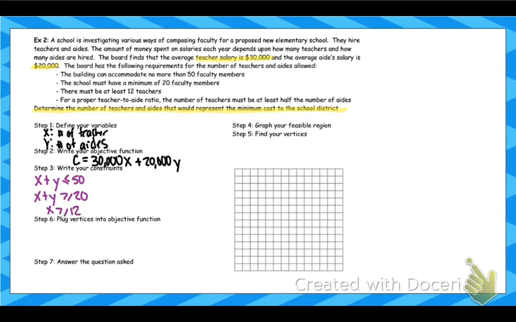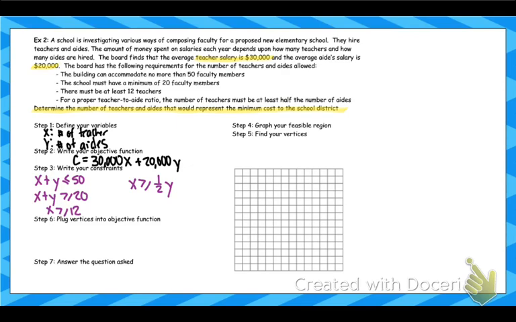There has to be at least 12 teachers, so x has to be greater than or equal to 12. And this is kind of the hard one to write. It says the number of teachers must be at least half the number of aides. So the number of teachers must be at least, so greater than or equal to, half the number of aides, which is y.